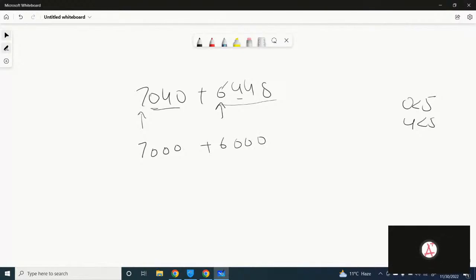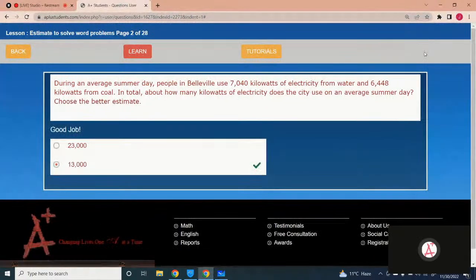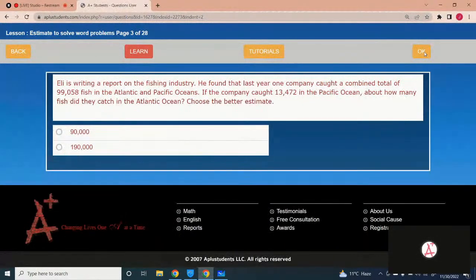So 6 plus 7 equals 13, so it would be 13,000. Got it now? That's how you estimate the numbers. You have to round off the numbers and then add them. So the correct option is 13,000. Just select the correct option and click on the OK button. Got it, everyone?